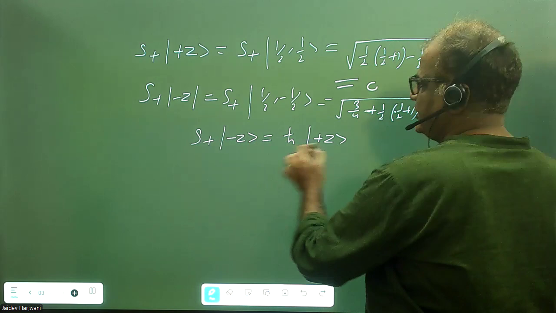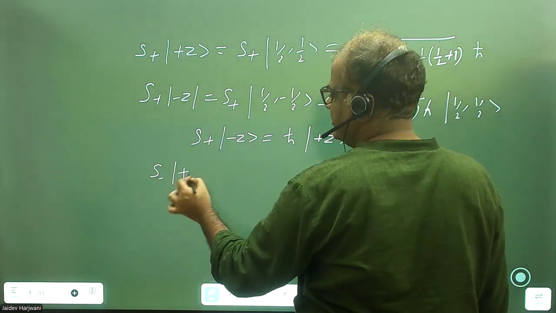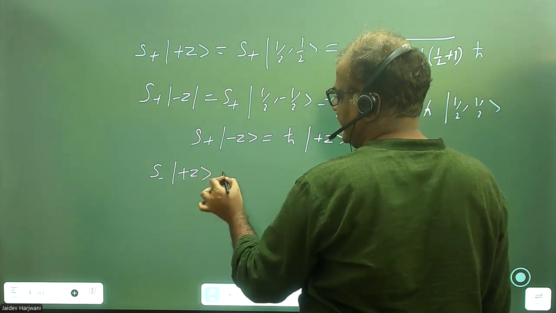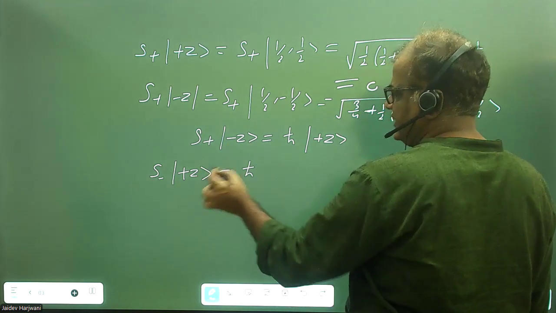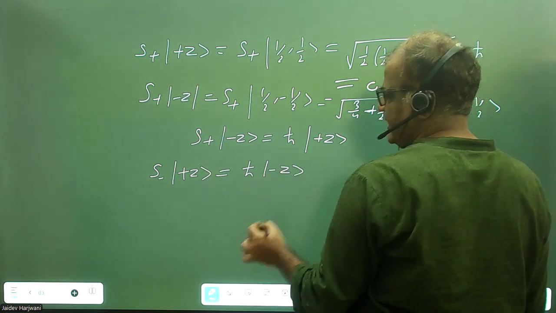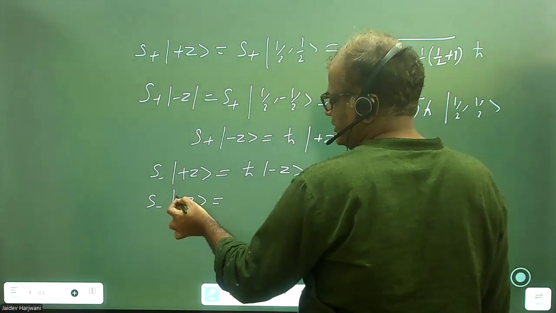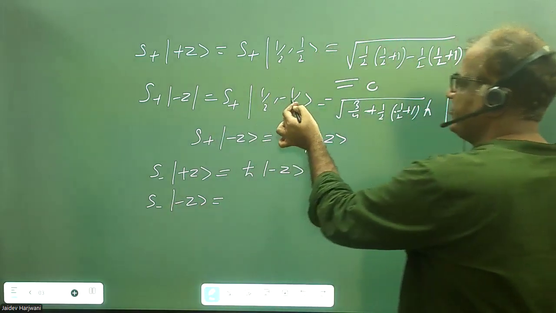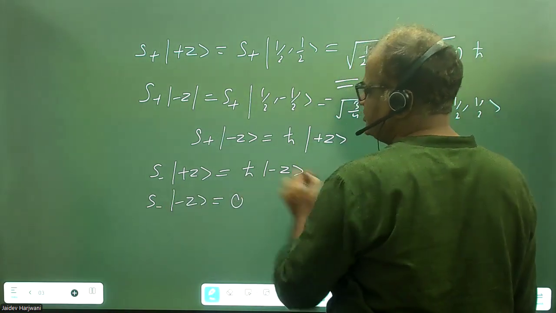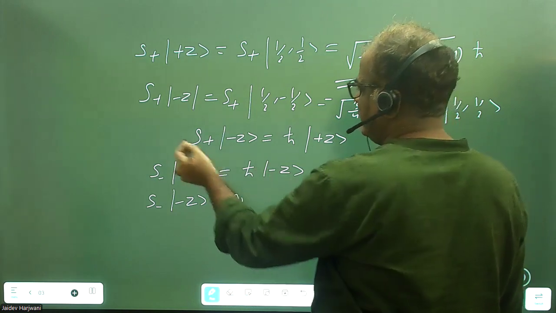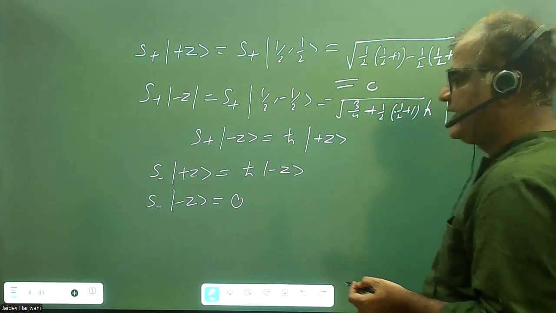So this is the operation, and similarly I can show that when S minus operates on plus Z, you again get the eigenvalue ħ, and Z changes to minus Z. And when S minus operates on minus Z, which means minus half, you cannot decrease further by the operation of the ladder operator, so this term becomes 0. So I now have the equations for S plus and S minus.